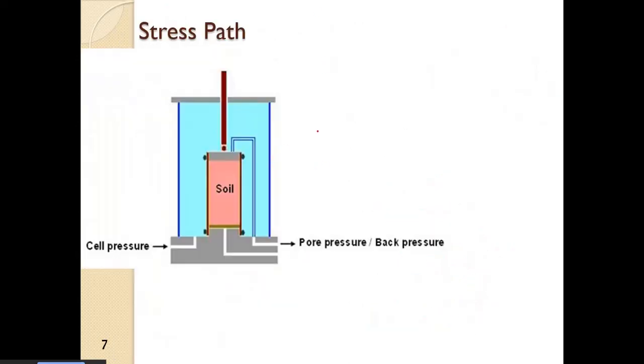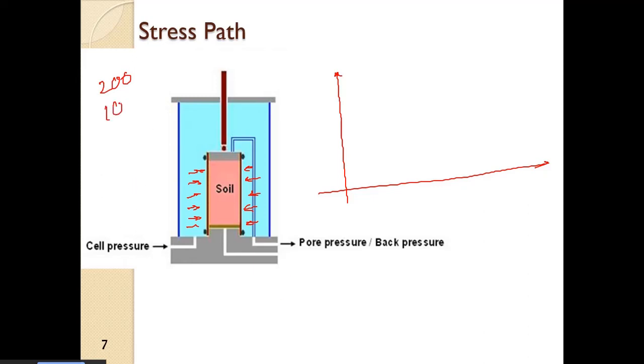So up till now we have been considering only the normal stress. So suppose we have applied cell pressure, say 200 kPa, and we measure the pore water pressure at that point. Suppose we have 100 kPa. So now we have the point here at 200 kPa, and the point here at 100 kPa.